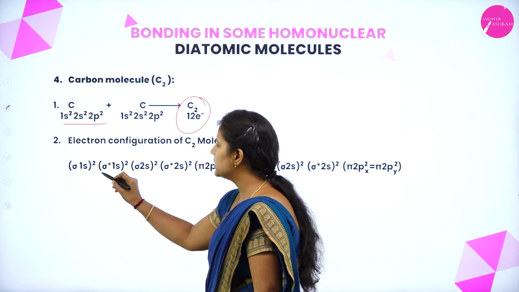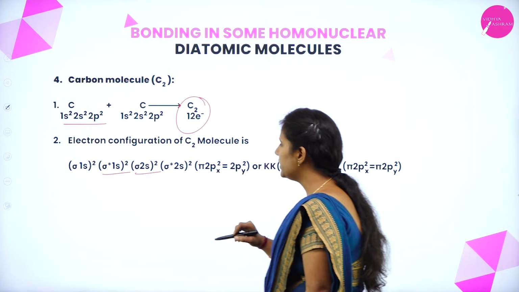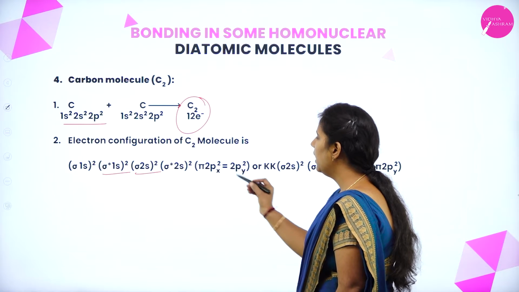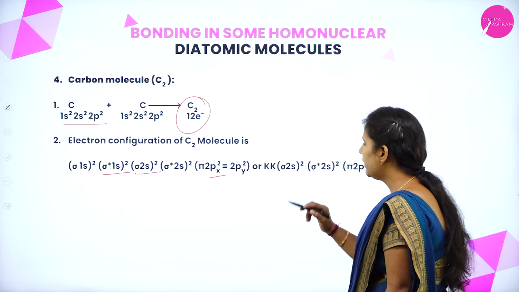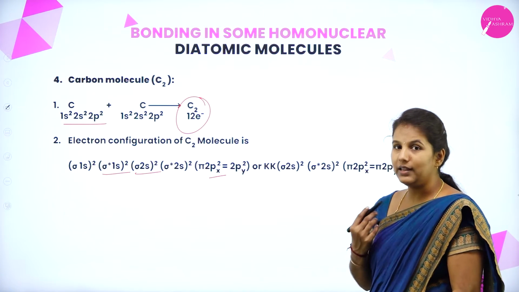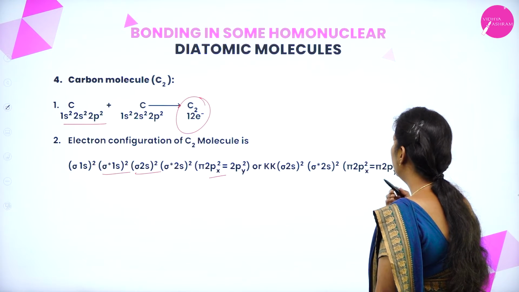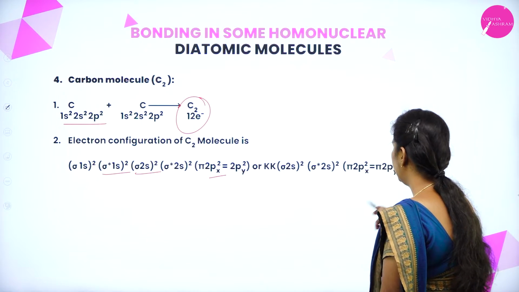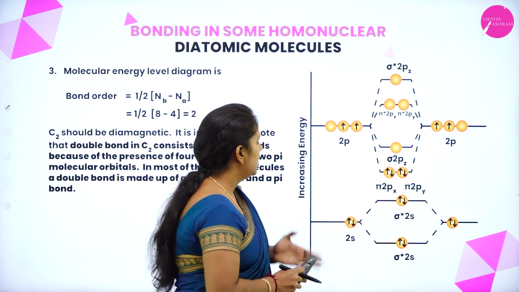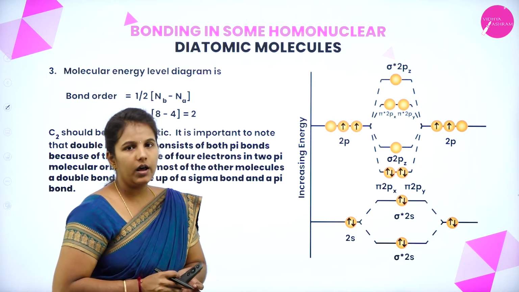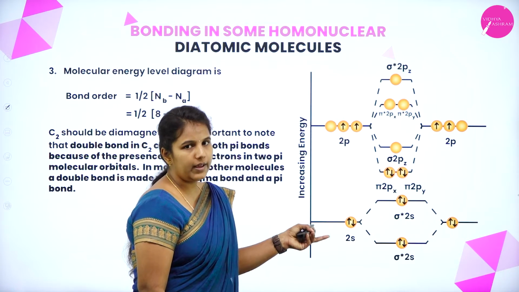and the electronic configuration of the carbon molecule can also be written in this way, that is sigma 1s square, sigma star 1s square, sigma 2s square, sigma star 2s square, and pi 2px square and pi 2py square, or you can write KK, that is closed K shell, sigma 2s square and sigma star 2s square into pi 2px square into pi 2py square. So here you can see that this is the MOT structure of the carbon. You can see that I have started with 2s directly.